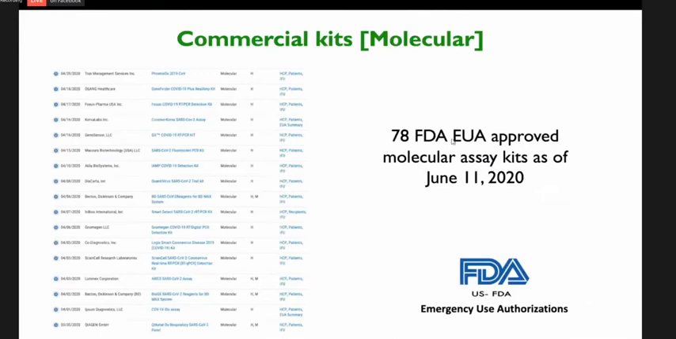So, I'd like to talk shortly about some commercial kits that are available now after the outbreak of COVID-19 started. We can see hundreds of commercial molecular kits have been produced by manufacturers around the globe. As of yesterday, a total of 78 commercial kits were approved by the US FDA under emergency use authorization, and many more are in the pipeline.